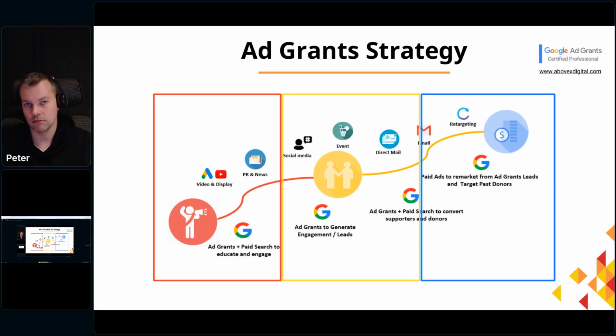Yes, you will get donations, and we have clients, especially those with stronger brands, that get decent donation conversion results out of Google Ad Grants. It is possible, but for small organizations without brand recognition, it definitely takes more than just the ad grants. Okay, and here's again an illustration of what it takes.